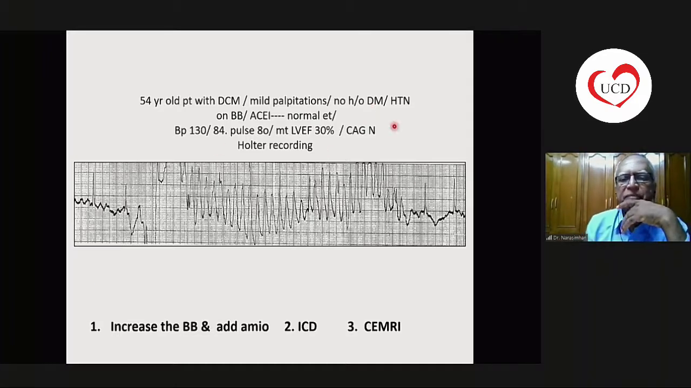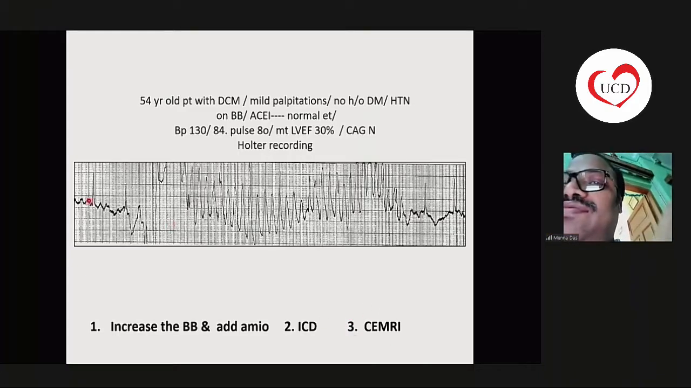And he came with this monitor. Actually, he was referred for an ICD. Would you increase the beta blocker, add amiodarone, give ICD? He's a little hesitant because of the cost, or go with MRI. It's an artifact. Exactly.